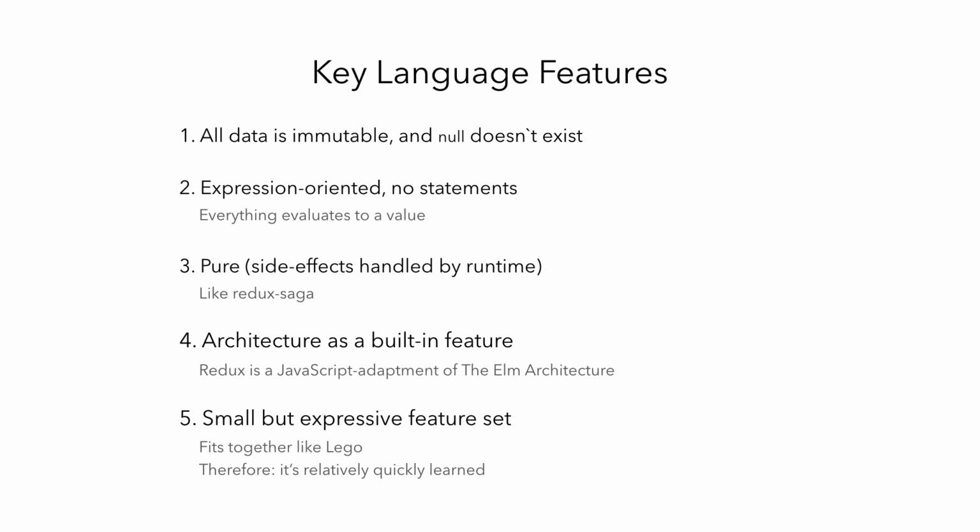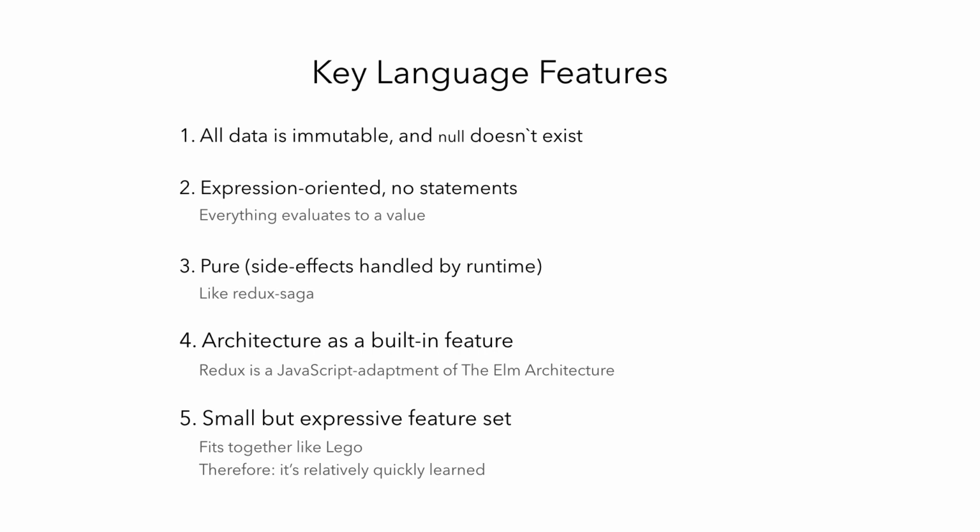So there's no statements in the language. It's expression only. Everything evaluates to a value. If you would want to do a side effect, you would have to pass that to the Elm runtime and ask Elm to do that for you. Let's say a network call, accessing local storage, generating a random number, stuff like that. So it's a totally pure language.